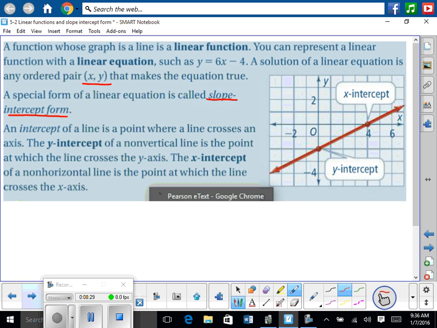Now, an intercept of a line is a point where the line crosses an axis. So right here, this is an x-intercept. It crosses the x-axis right there. This is a y-intercept. It's crossing the y-axis right there. It just makes sense.